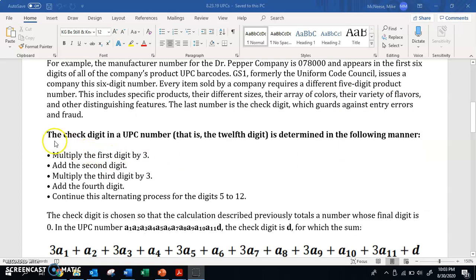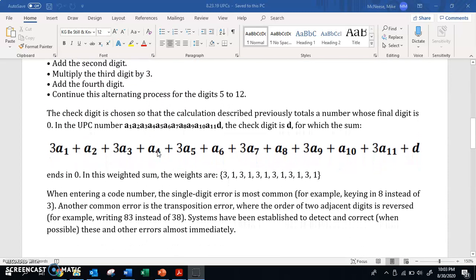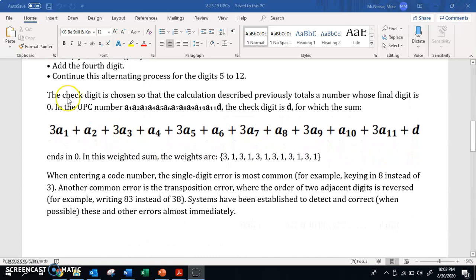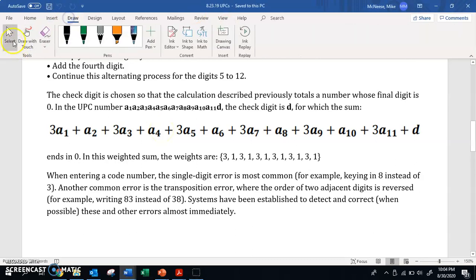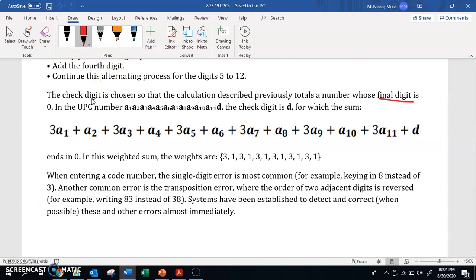So the check digit in a UPC number, which is the last one, the 12th digit, is determined in the following manner. We multiply the first digit by 3, add the second digit, multiply the third digit by 3, add the fourth, and so on in an alternating pattern for the digits 5 through 12. A check digit is chosen so that the calculation described previously totals a number whose final digit is 0. So I'm going to underline that. That's important. Final digit is 0.